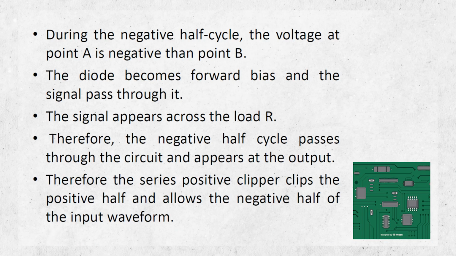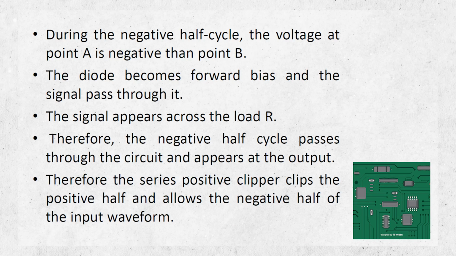During the negative half cycle, the voltage at point A is more negative than at point B. So, the diode becomes forward biased and the signal passes through it. The signal appears across the load R. Therefore, the negative half cycle passes through the circuit and appears at the output. Thus, the series positive clipper clips the positive half and allows the negative half of the input waveform.